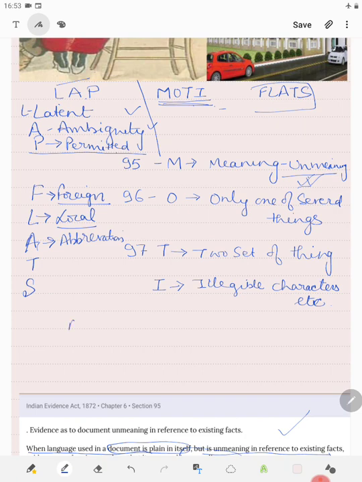For example, if it is written ASAP, then it can be as soon as possible.